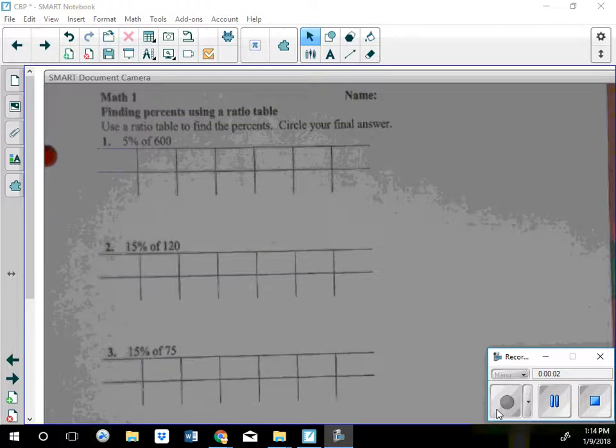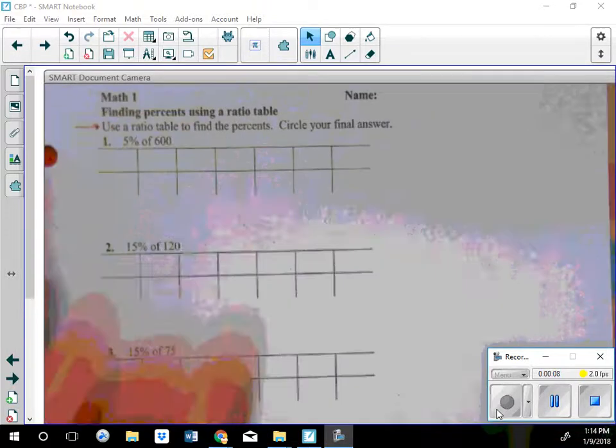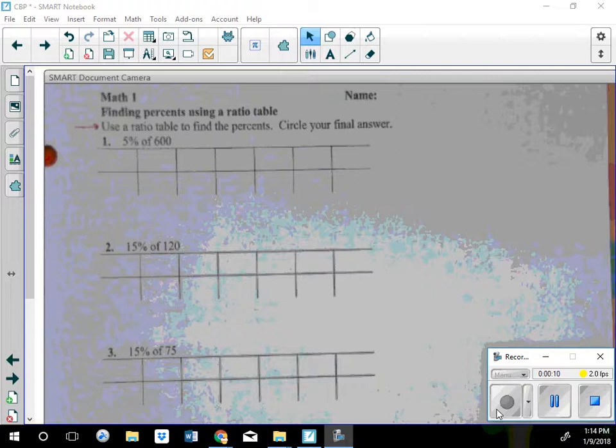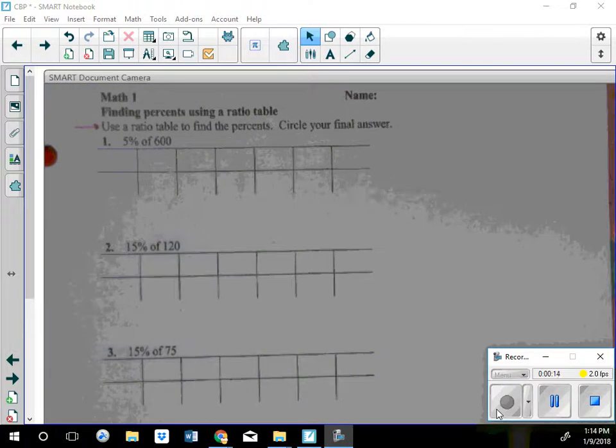Okay, crew, our goal today is to be able to use a ratio table to find percents. I'm going to go over a couple of these with you, and then I'm going to let you work with your tribe. So our first question today asks us to find 5% or a very small percentage of 600.